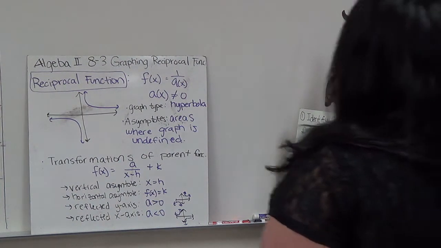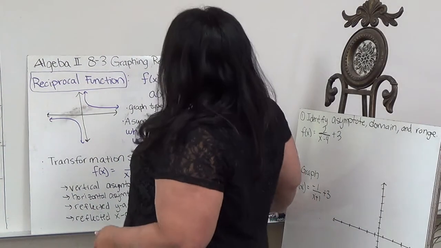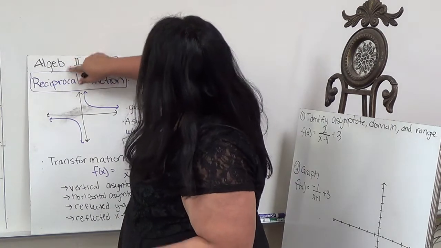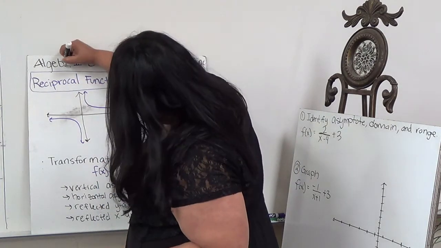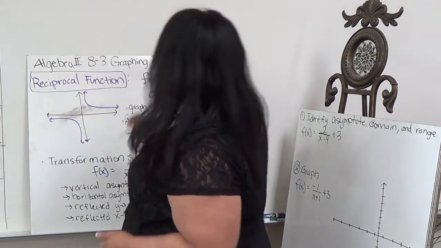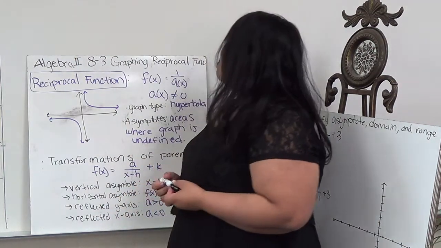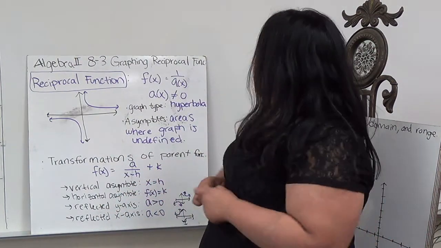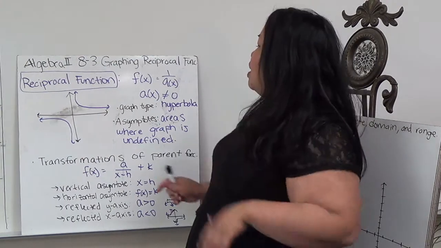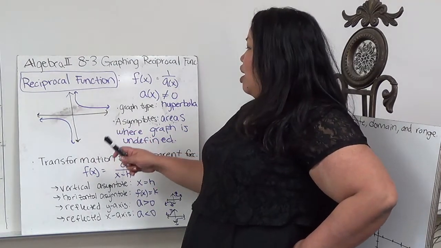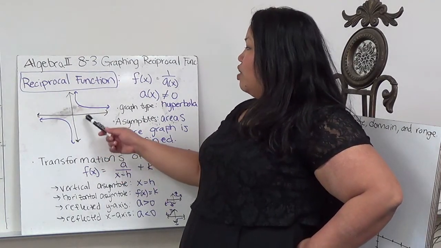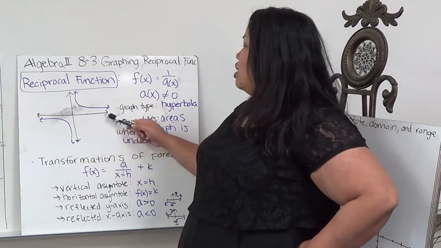In Algebra 2, section 2.8.3, graphing reciprocal functions. Reciprocal functions basically look like these, where there's an x that is undefined and a y that is undefined.